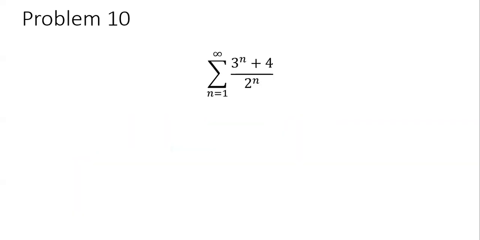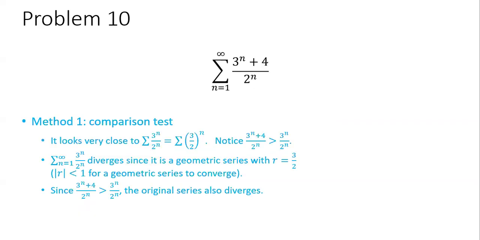How about this one? Summation as n goes from 1 to infinity, 3 to the n plus 4 over 2 to the n. Okay, so I did this in 2 different ways. Method 1, we can just do a comparison test. It looks very close to 3 to the n over 2 to the n, which is 3 over 2 to the n power. Okay, so maybe let's compare with this guy.